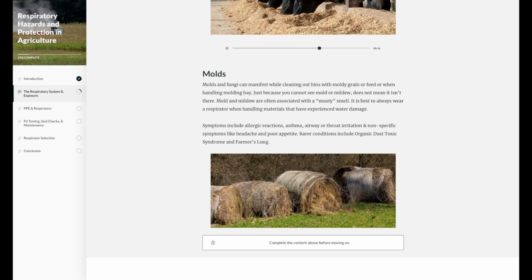Symptoms include allergic reactions, asthma, airway or throat irritation, and nonspecific symptoms like headache and poor appetite. Rarer conditions include organic dust toxic syndrome and farmer's lung.